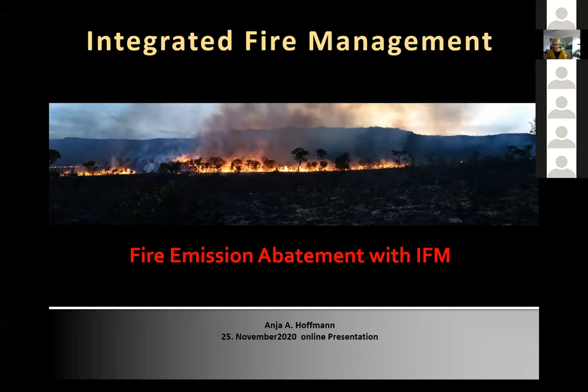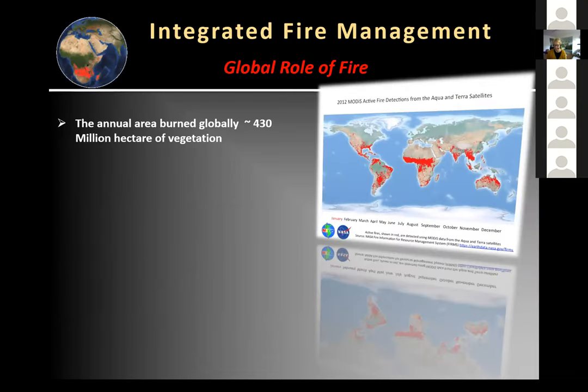And I would like to share, this is not my personal definition, but what I've learned over the years: what are the elements of integrated fire management, and where does prescribed burning or controlled burning fit in this cycle of integrated fire management?